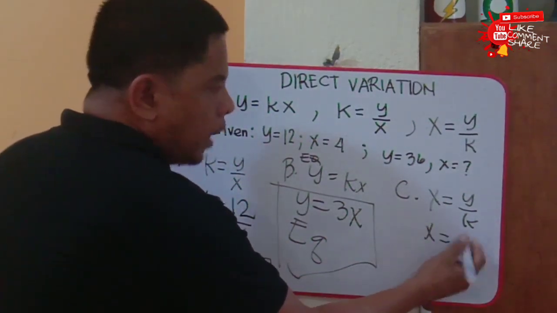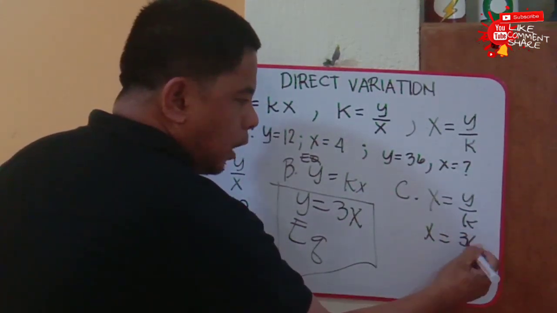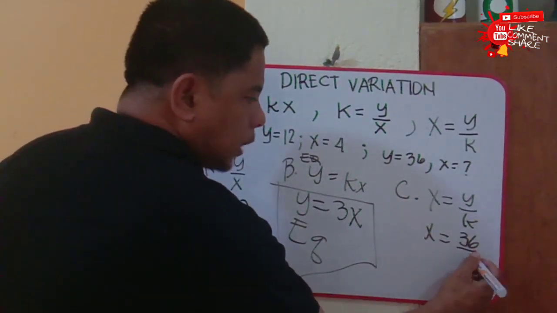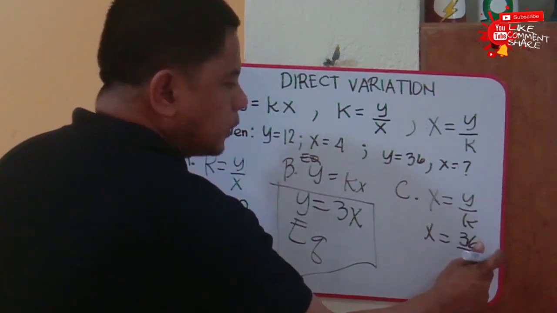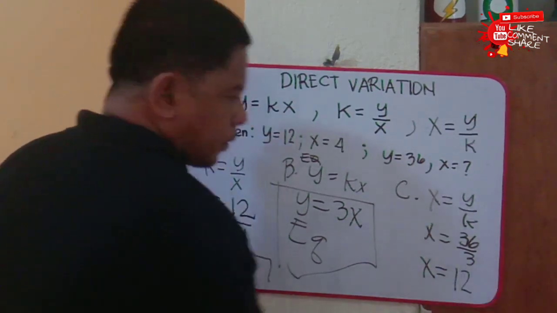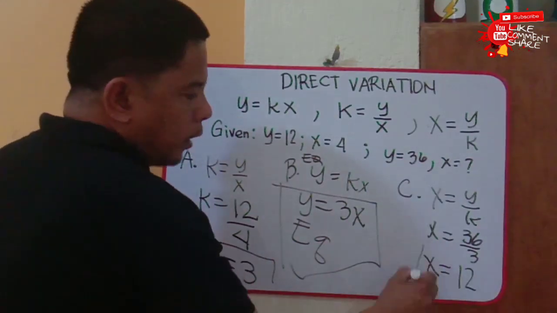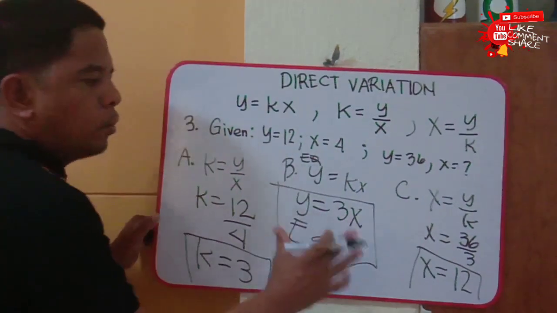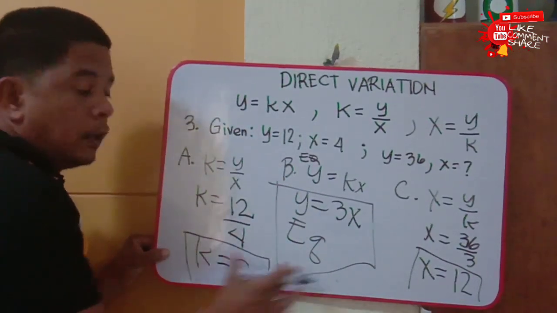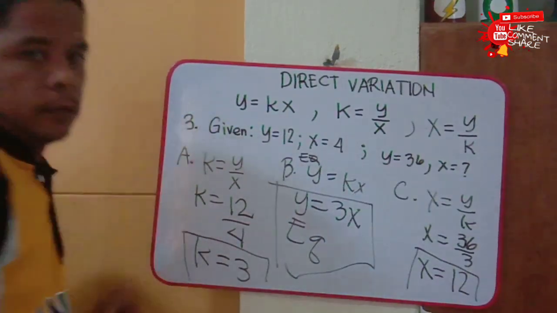Then, x equals, what is the value of y? When y is 36. Okay? And what is the constant? So, based sa given natin, ang constant natin ay 3. And 36 divided by 3, our x equals 12. When the value of x is 12, the value of y equals 36. So, ito yung tatlong sagot natin sa question number 3. The constant, the equation, and the value of x when y equals 36.